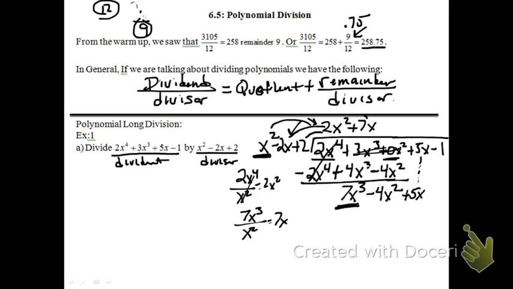If I multiply 7x, let me erase some of the steps from the other part so it's not so crazy looking.